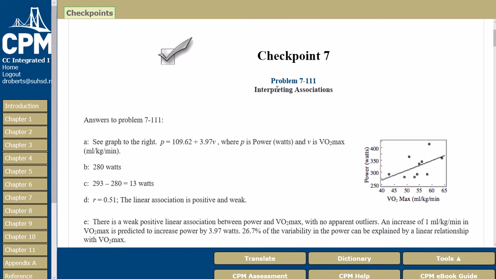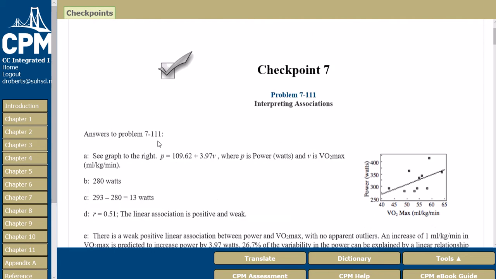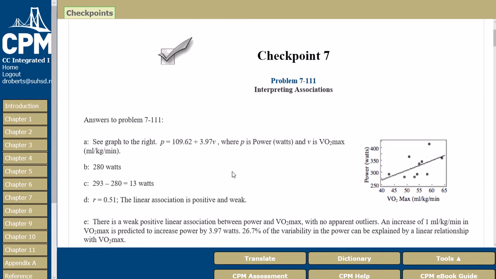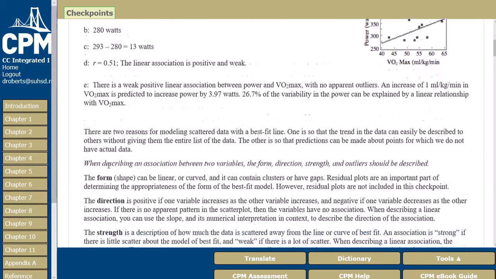And this is interpreting associations, right? So if I look at, there's association between VO2 max, and that's the volume of oxygen that happens in milliliters per kilogram per minute, and power in watts. So this is just one example here. But if I'm looking at this, I can see, this was actually a problem in the book, wasn't it? Yeah, this was actually a problem in the book. So I can see the answer here.